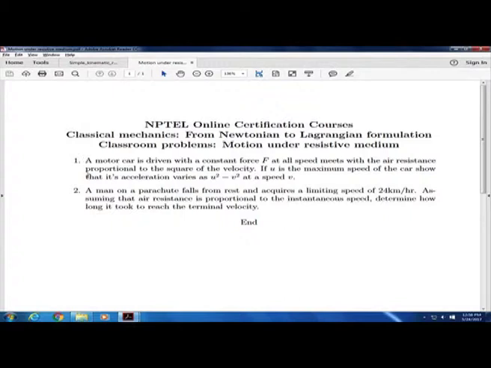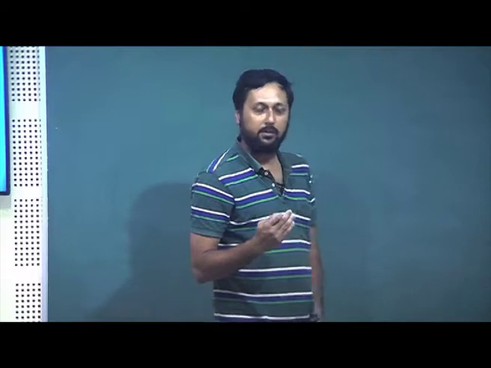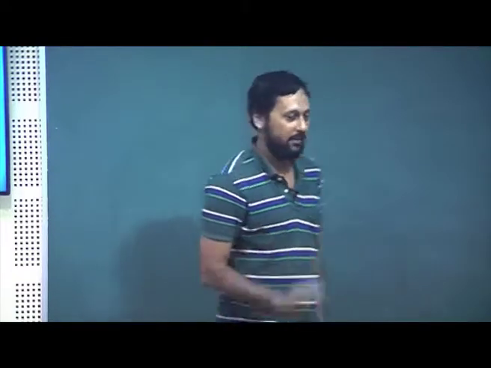First problem, we have two problems for today's class. First problem is a motor car is driven with a constant force F at all speed, meets with the air resistance proportional to the square of the velocity. If u is the maximum speed of the car, show that its acceleration varies as u square minus v square at a speed v. Okay.